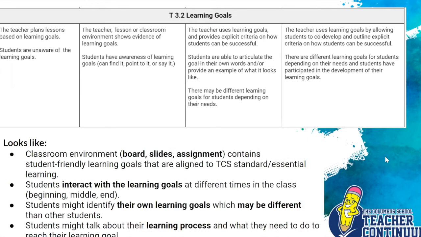Okay. So this might look like a classroom environment that contains student-friendly learning goals that are aligned to TCS standard or essential learning. This might look like students interacting with the learning goals at different times during the class. And students might identify their own learning goals, which may be different than other students, really looking at that differentiation component. Finally, students might talk about their learning process and what they need to do in order to reach their own individual learning goal.